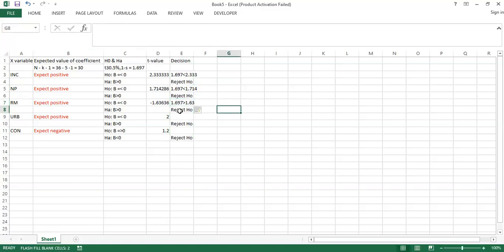So given that, what do we do? We fail to reject our null hypothesis for two reasons. Reason number one, our critical value there, 1.697, is greater than our calculated value in absolute terms. And then if you look at the signs now, we are expecting a positive sign, but this is a negative sign. So we do not reject the null hypothesis there.